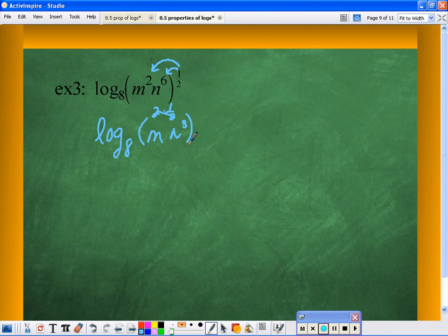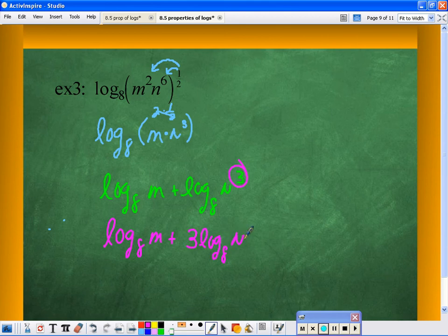Look at that. And now all we have to do is use the multiplication rule, which will make this problem fold out to log base 8m plus log base 8n to the 3rd. And the last thing I have to do is incorporate that power rule. So you'll get log base 8m plus 3 log base 8n. How'd you do with that? Did you think it would play out that way? Take a look at that.